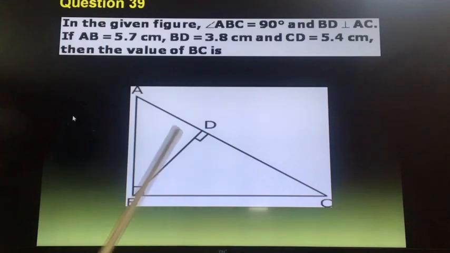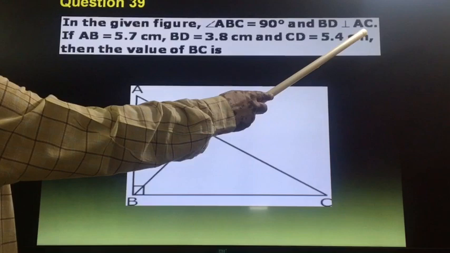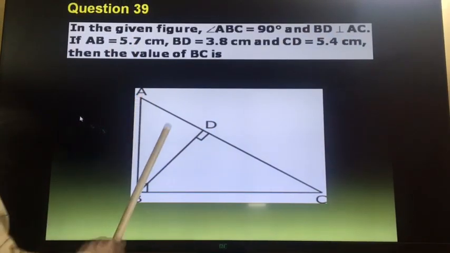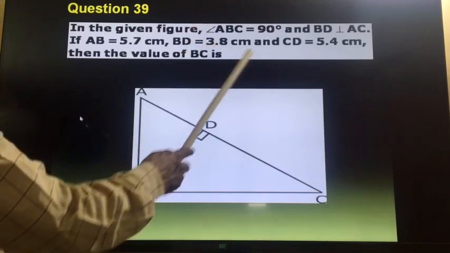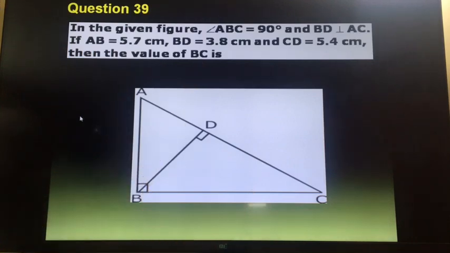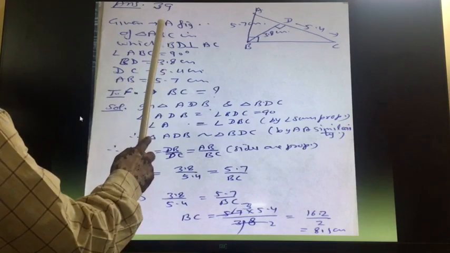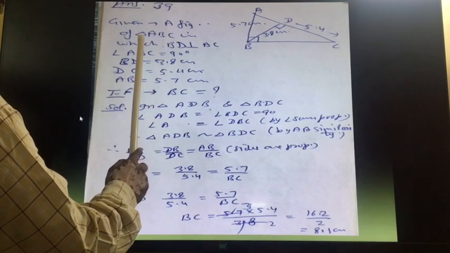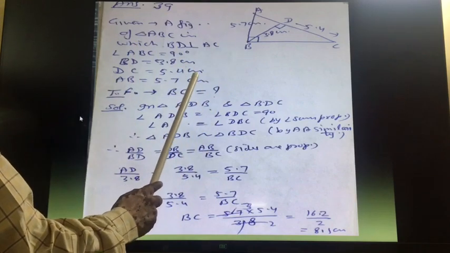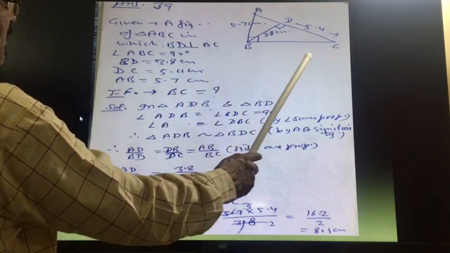Now question number 39. In the given figure, angle ABC is 90 degree and BD is perpendicular to DC. AB is equal to 5.7, BD is equal to 3.8 and CD is equal to 5.4. We have to find out the value of BC. So in this case, what is given? A figure in which angle ABC is equal to 90 degree, BD is equal to 3.8, DC is equal to 5.4, AB is equal to 5.7 centimeter, and BC we want to find out.